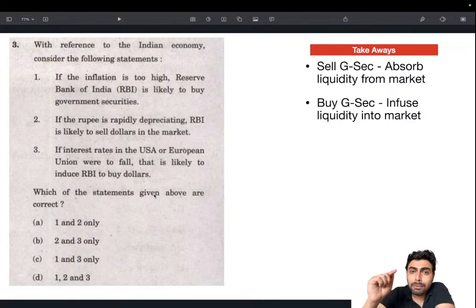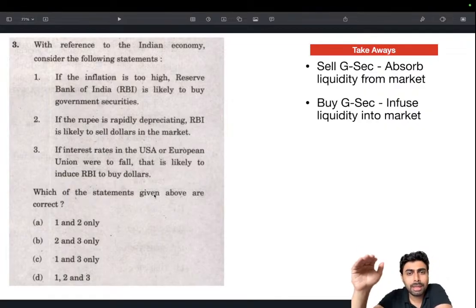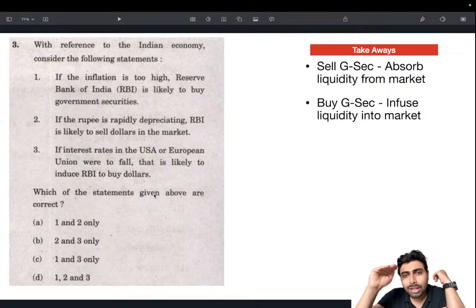RBI tries to influence the market by selling dollars. That means RBI tries to increase the amount of dollars in the market, meaning that dollar becomes cheaper. Do you get the idea? So if the rupee is depreciating against the dollar, RBI will pump the dollars into the market, meaning that the dollars in the market will go high. And if there are more dollars in the market, the value of dollar itself reduces. Thereby, it can actually reduce the slide of rupee against dollar.